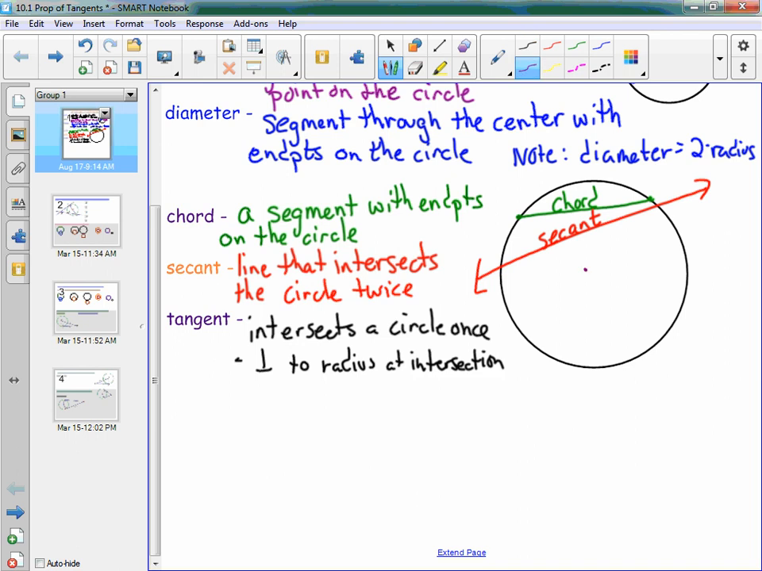So if I were to draw a radius on this circle, if I were to go perpendicular, this would be a tangent line. While it looks like the tangent is close to intersecting the circle multiple times, it actually only intersects once.